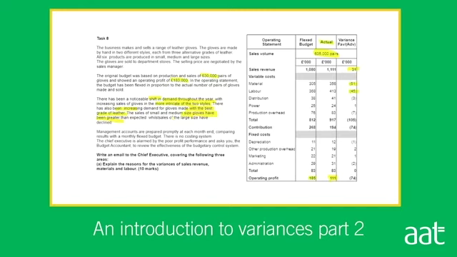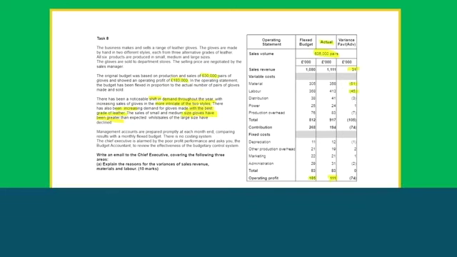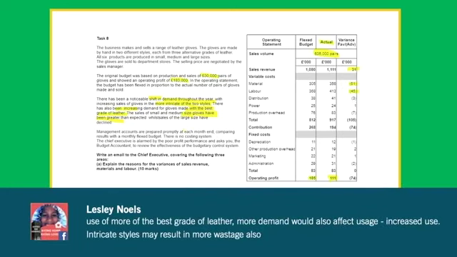So we're trying to link here, and I'm waiting obviously for your answers, the two significant variances, 51,000 and 45,000, by linking them to the case study. I've highlighted certain areas which have changed in the business, which I believe would have affected those variances, and I'm waiting for your answers on how the material could have been affected by those changes in the business. Okay, so we've got an answer from Leslie who says use of more of the best grade of leather, more demand would affect usage, increased use. Intricate styles may result in more wastage also.